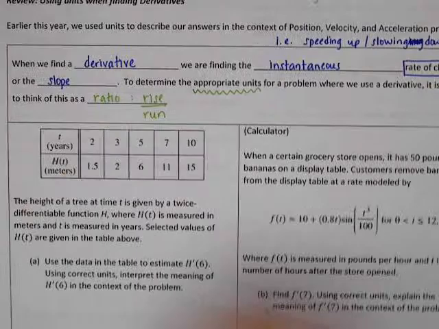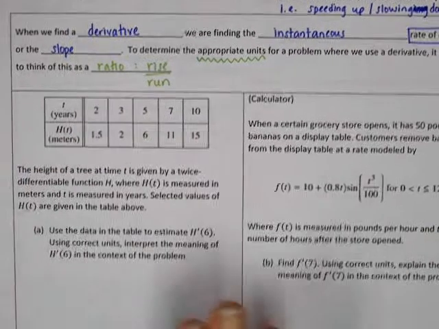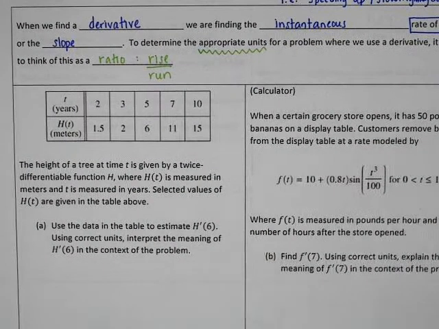For example, now the first one we're going to do here, we do not have a calculator. The second one, we're going to use our calculator. This one says the height of a tree at time t is given by a twice differentiable function h, where h is measured in meters and t is measured in years. Selected values of h of t are given in the table. Part A says use the data in the table to estimate h prime of 6. Using correct units, interpret the meaning of h prime of 6 in the context of the problem.